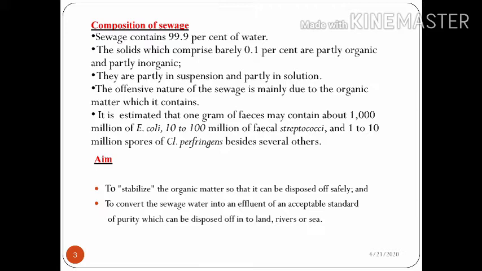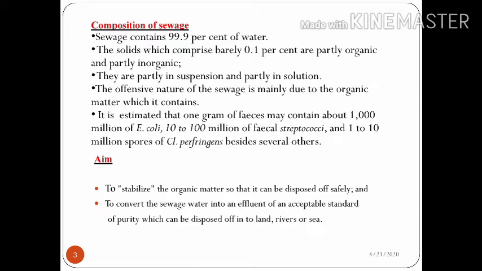The aim of sewage purification is that raw sewage or inadequately treated sewage should not be discharged into rivers, sea or other sources of water supply, because the oxygen in the water is used by numerous aerobic bacteria found in sewage. The aim is to stabilize the organic matter so that it can be disposed of safely, and to convert the sewage water into effluent of acceptable standard of purity which can be disposed of to land, river or sea.